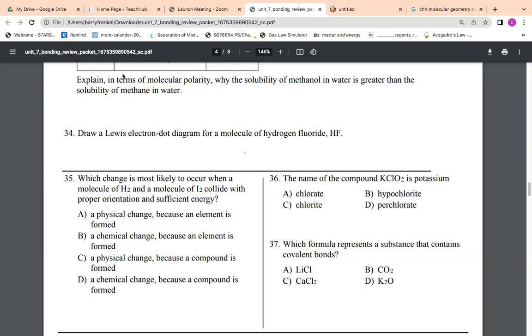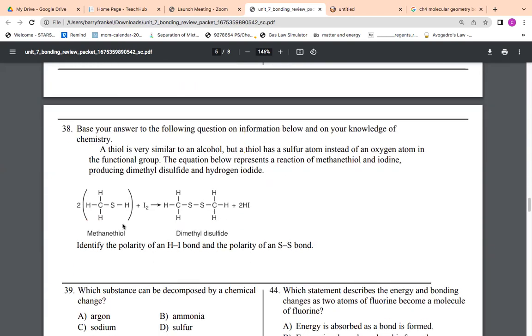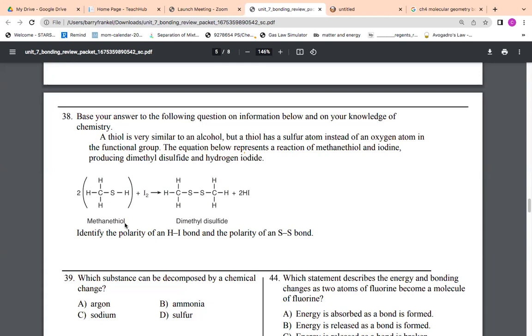Alrighty. Number 38. Base your answer to the following information. They give us all this information. And then at the end of the day, they just ask us to identify the polarity of an H-I bond and the polarity of an S-S bond, okay? S-S is easy, okay? S-S bond is nonpolar. The difference in electronegativity, I don't even need to look it up. The difference is 0, okay?